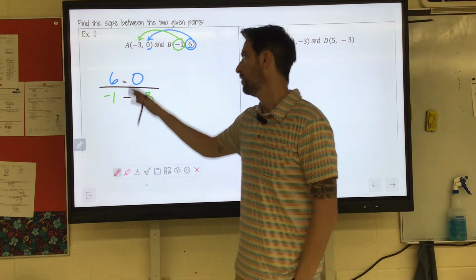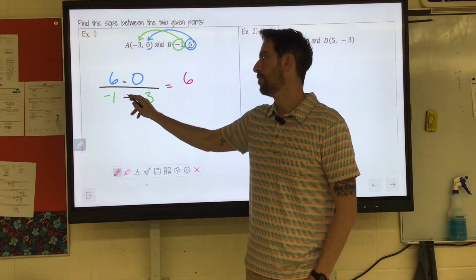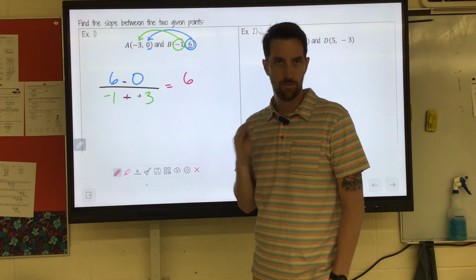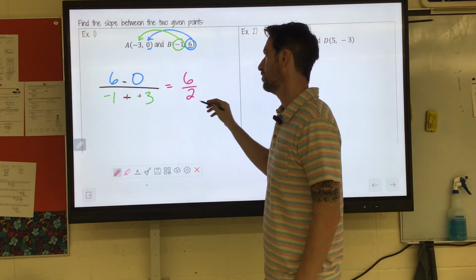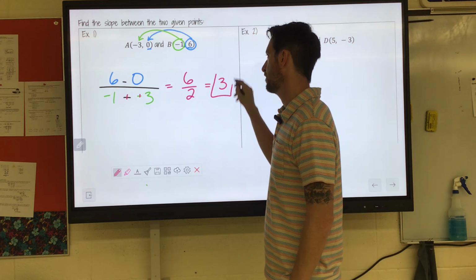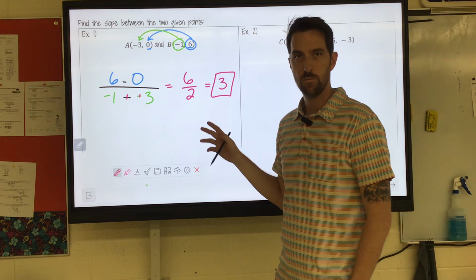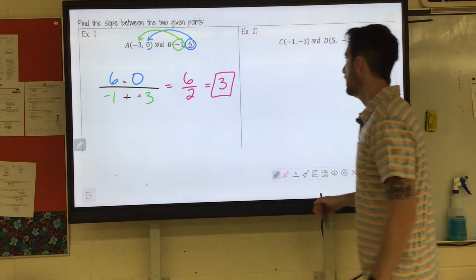Up top in the numerator, 6 minus 0 is 6. In the denominator, I see minus negative. I'm going to change that to plus positive. -1 plus 3 is 2. Then you just simplify this. 6 over 2 is 3. So the slope between those 2 points is 3. All right, let's try it again.